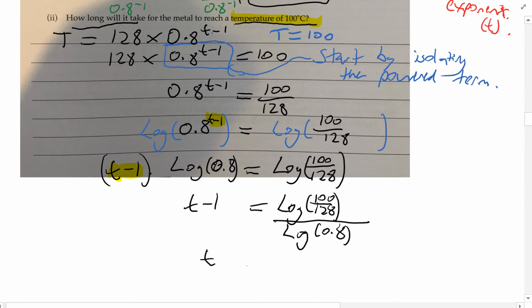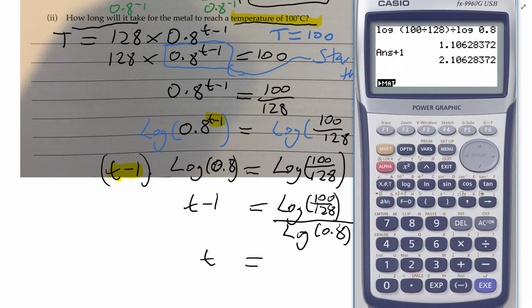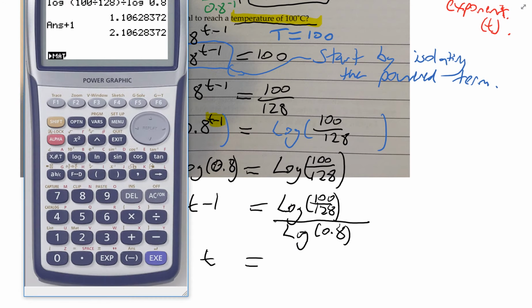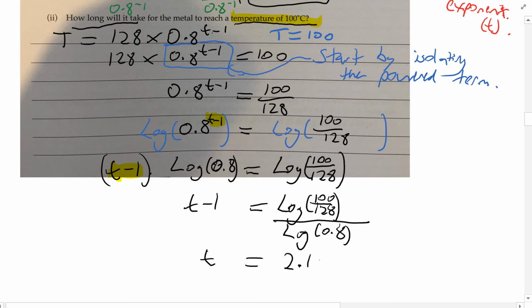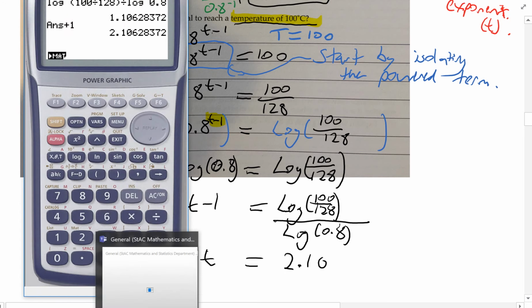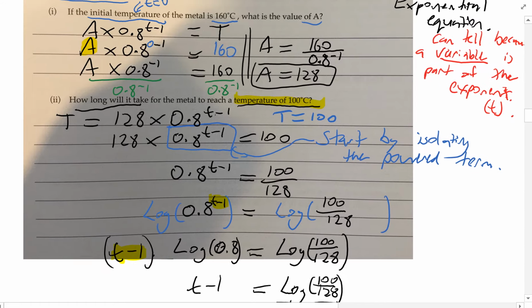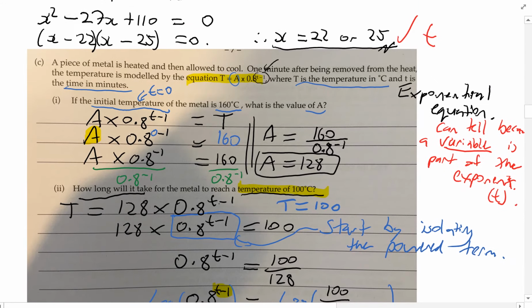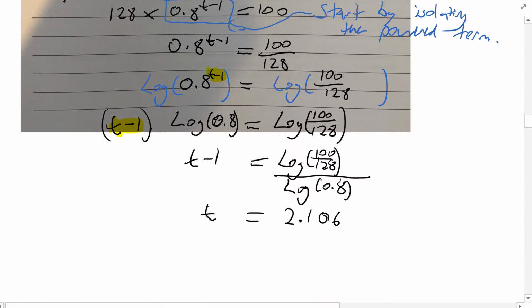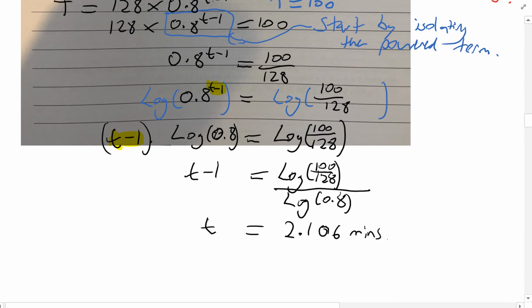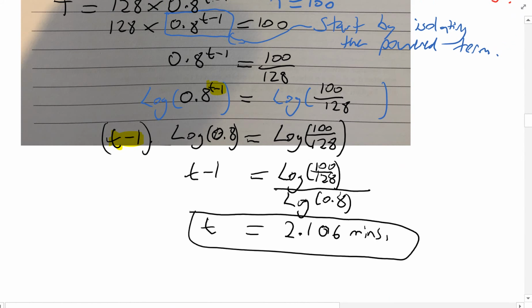So t equals, it won't let me pause it again, sorry guys, so I'm going to have to watch while I type it out. So 2.106, and then I better read the question to see what the units are. The units are time in minutes, so minutes. And then always look and see if your answer is sensible, because if you've made a silly mistake, it won't be sensible.